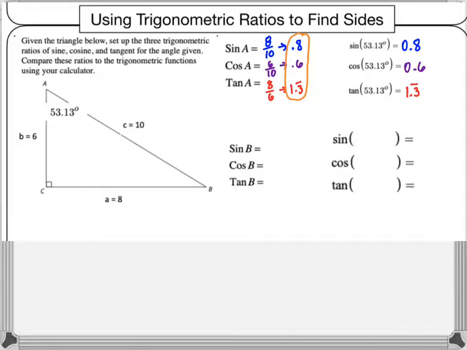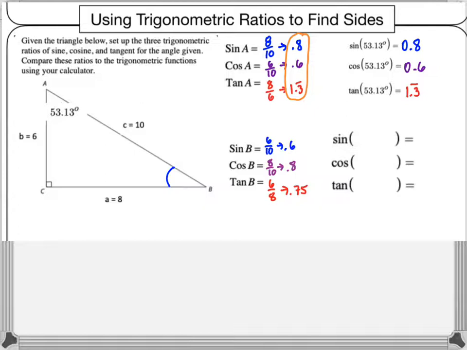Okay, so let's take a look at angle B. Playing the same game here, we have angle B, and before we actually know what angle B is, it's going to be down here. We've got the sine, which is 6 over 10, which gives us 0.6. We've got the cosine, which is 8 over 10, which gives us 0.8, and then the tangent, which is 6 over 8, which is 0.75.